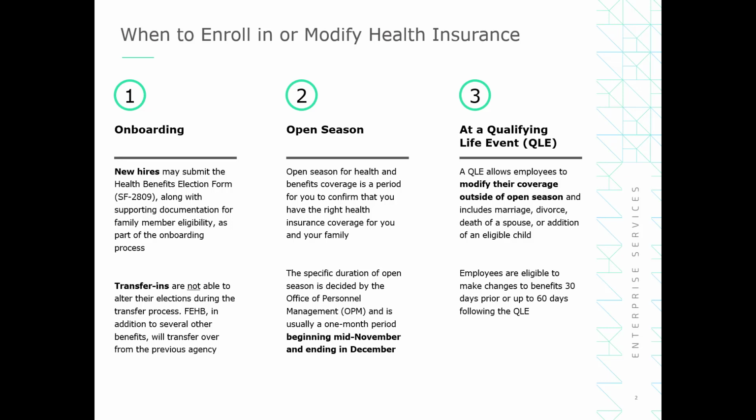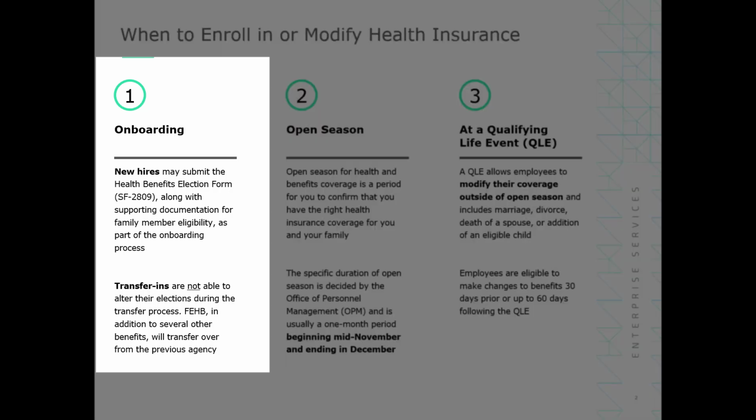You may choose from a wide selection of health and benefit programs during onboarding, during open season, or if an eligible qualifying event occurs. As a new hire, you may submit the Health Benefits Election Form, SF2809, along with supporting documentation for family member eligibility as part of your onboarding process.